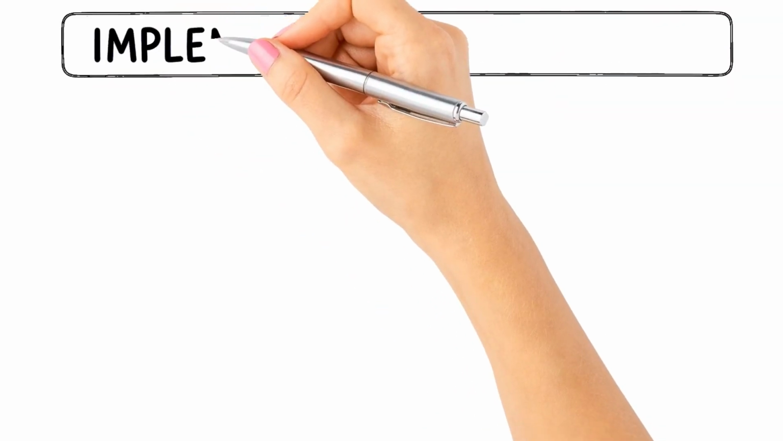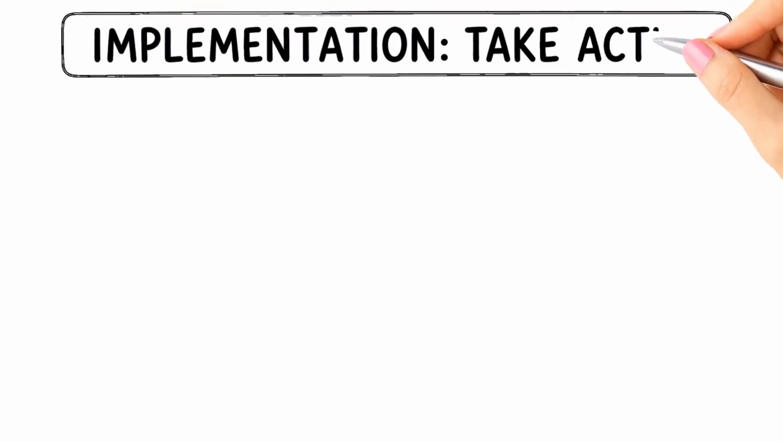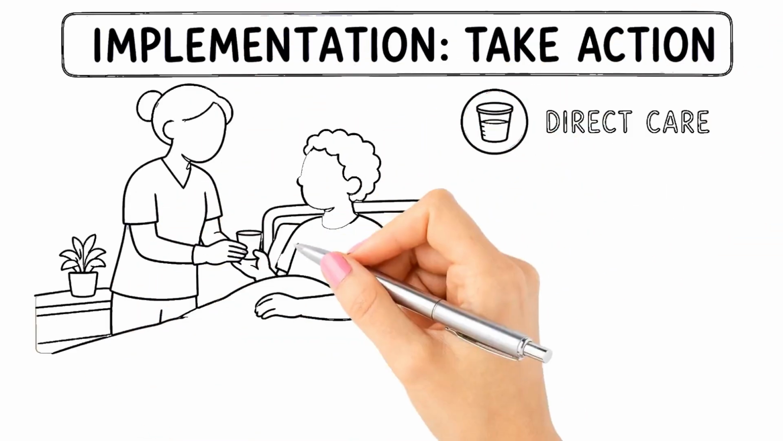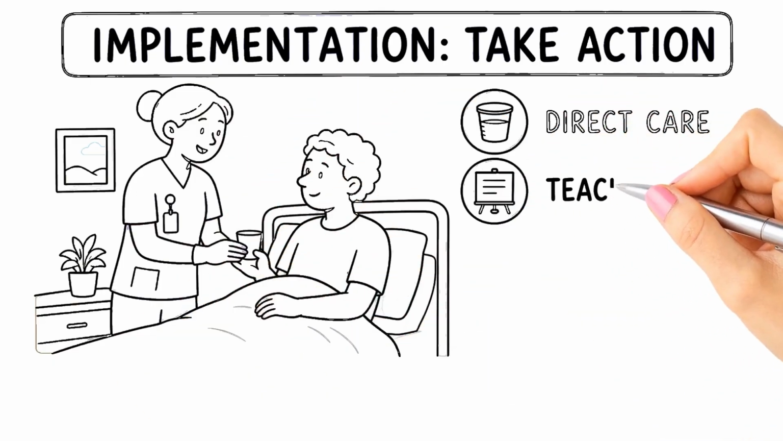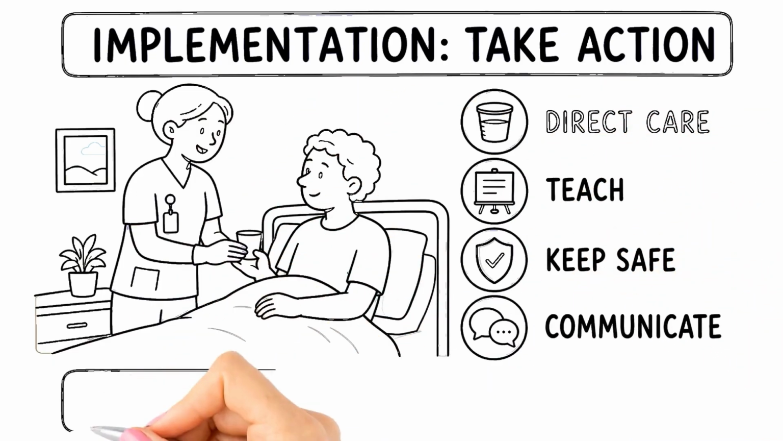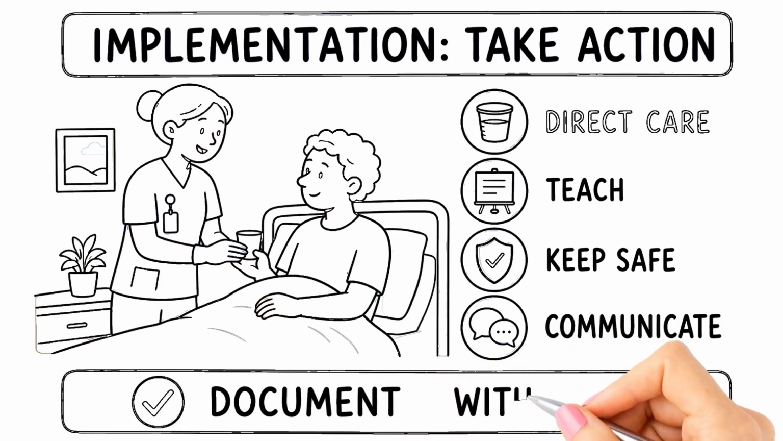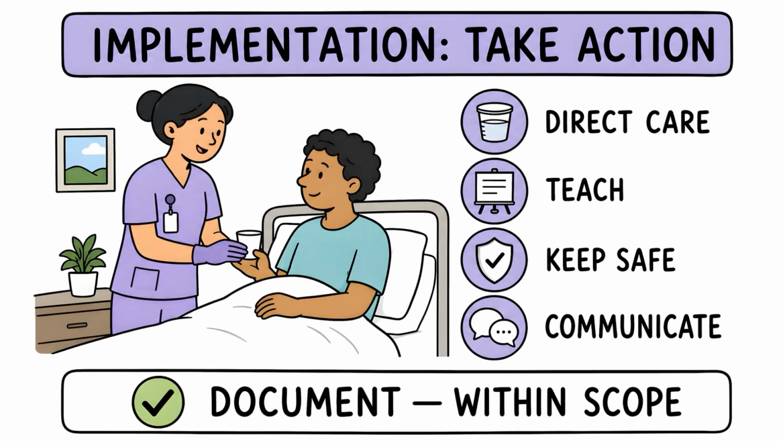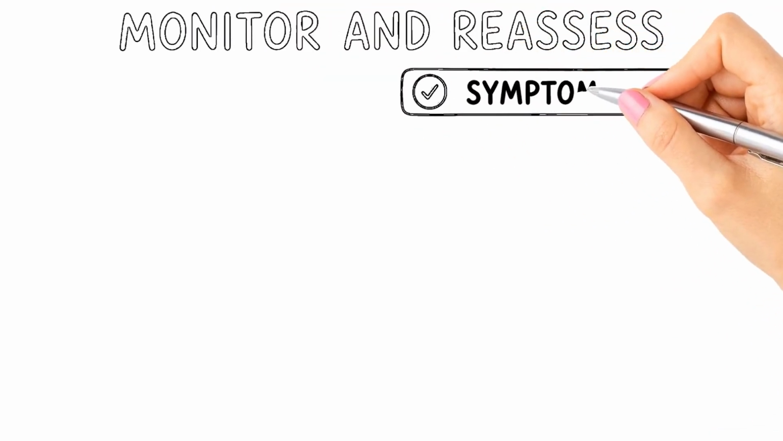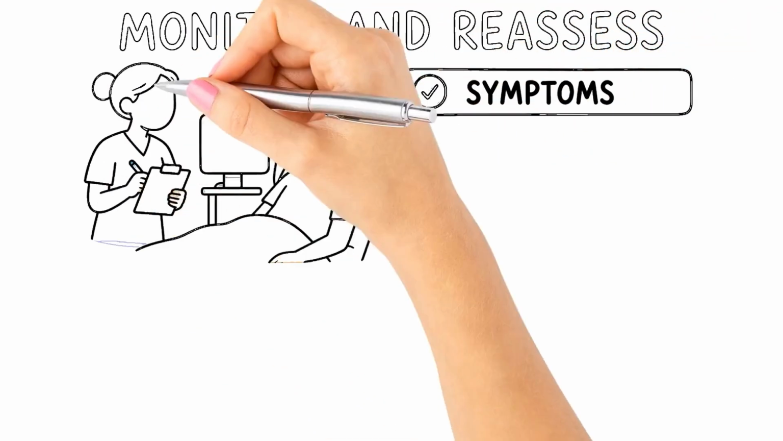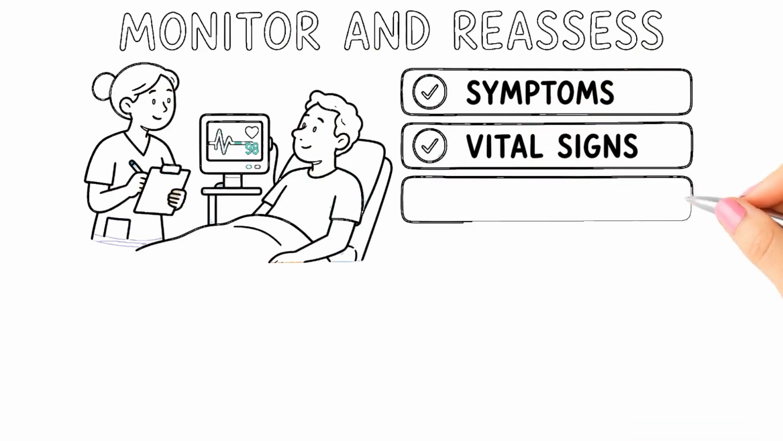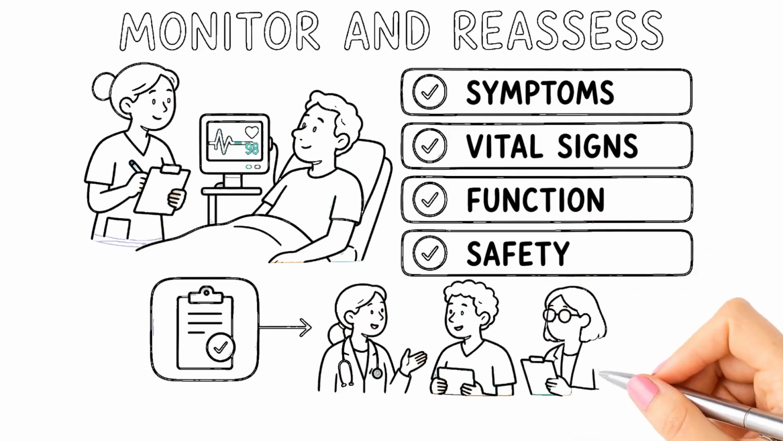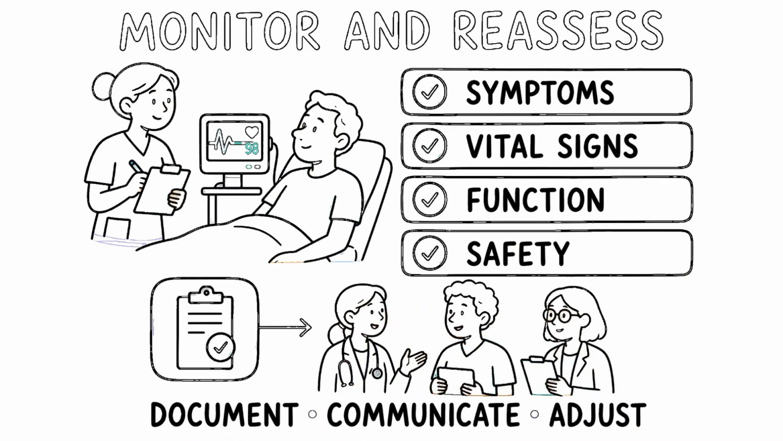Implementation is the action phase. The nurse performs, coordinates, delegates, or supports interventions within the care plan and scope of practice. This may include direct care, medication administration, teaching, safety measures, communication, and documentation. Implementation also includes watching the patient's response. The nurse reassesses symptoms, vital signs, comfort, function, and safety, documents what occurred, and communicates unexpected changes so the plan can be adjusted promptly.